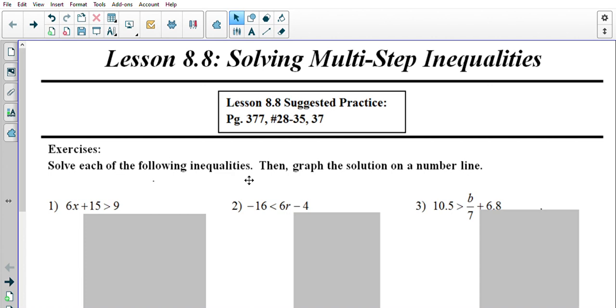This video will focus on the lesson 8.8 guided notes on solving multi-step inequalities. We are going to begin with questions 1 through 11.